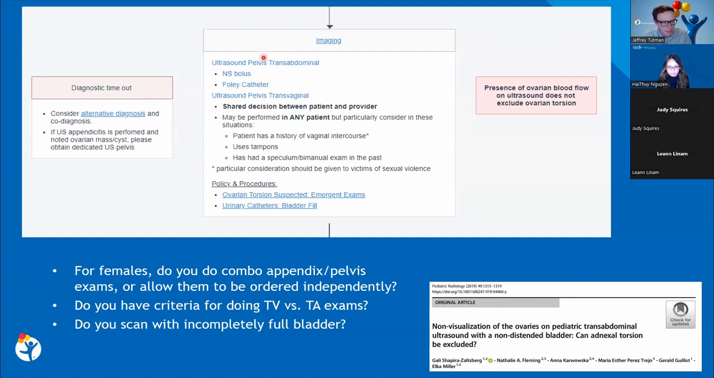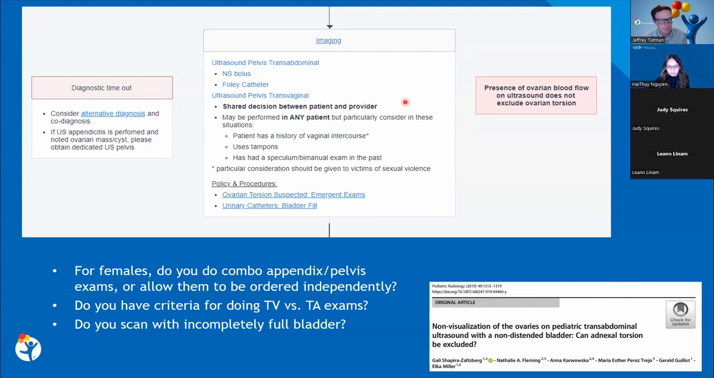Like you mentioned, you can do both transabdominal and transvaginal imaging. I'm curious if you guys have specific criteria, Leanne. I know you mentioned a couple as far as either tampon use or history of sexual activity. How do you guys approach that at your institution? Do you guys have specific criteria for who is eligible for getting transvaginal versus transabdominal? How do you guys approach that?